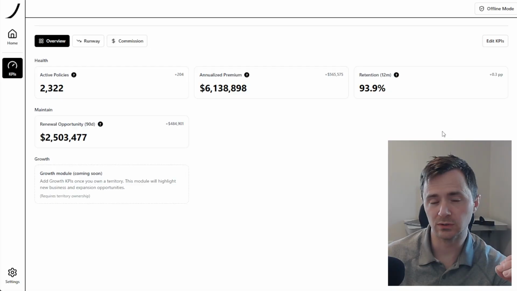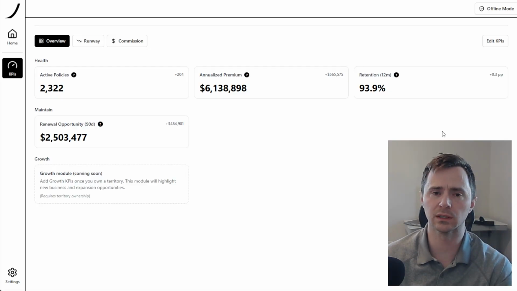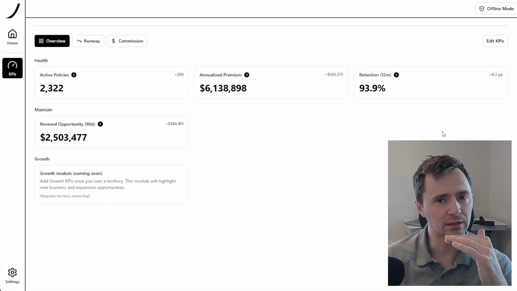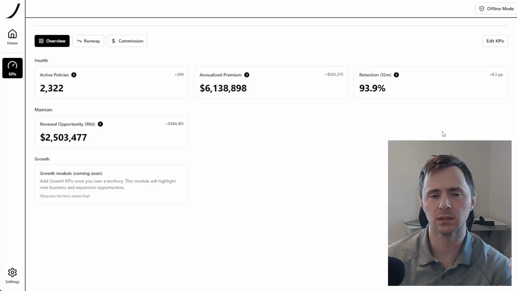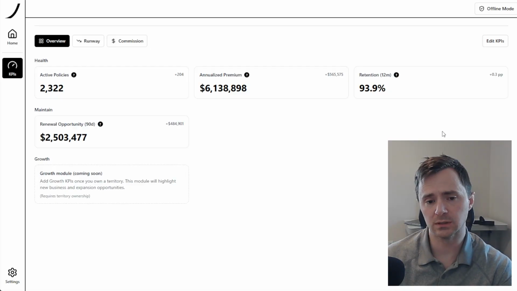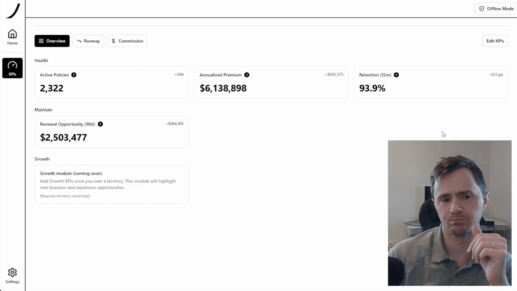And I've bucketed those into a health, maintain, growth type hierarchy. Health being KPIs that would help you know if your business is running healthily or poorly. And then maintain would be if you want to maintain your level of business, some metrics or some KPIs around that. And then growth opportunities. And right now, growth opportunities, I don't have anything there, but you can see here that I've got health and maintain on the way.